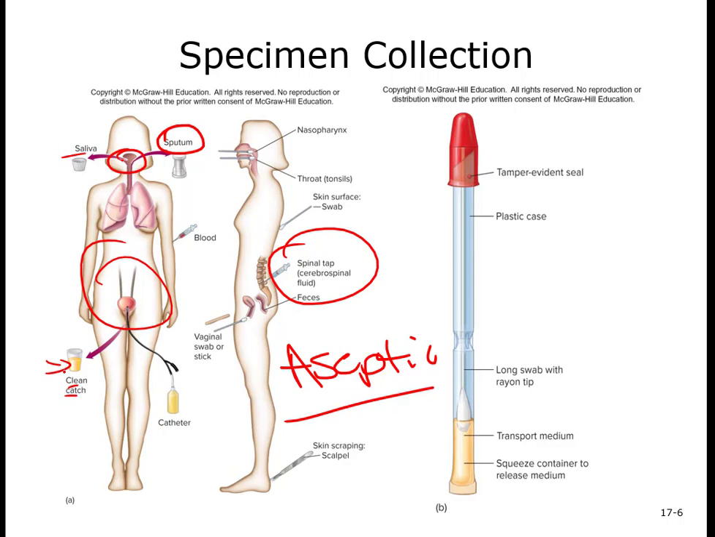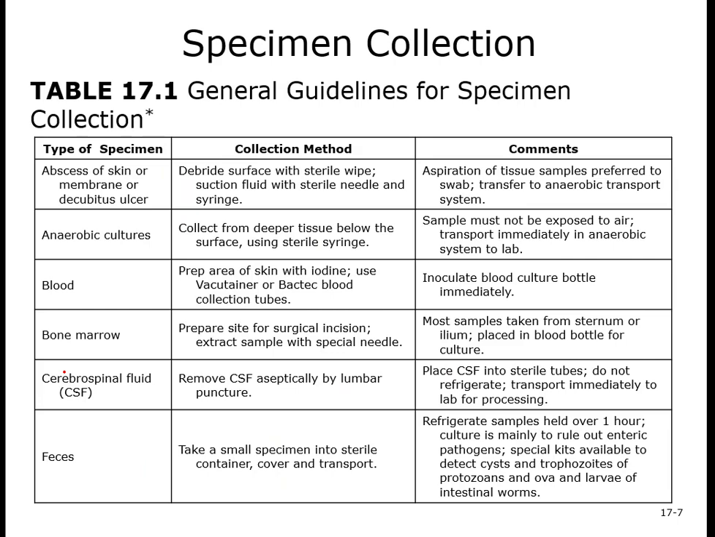So if you see a few E. coli cells in the urine, okay, that's normal. But if you see hundreds or thousands of E. coli cells, then that's not normal, and that could probably indicate a UTI. This chart, which is also in the textbook, is really great. It just kind of tells you how to collect the sample, any additional comments on storage, things like that.